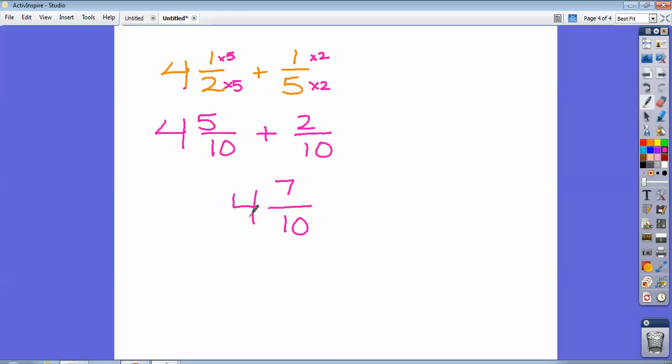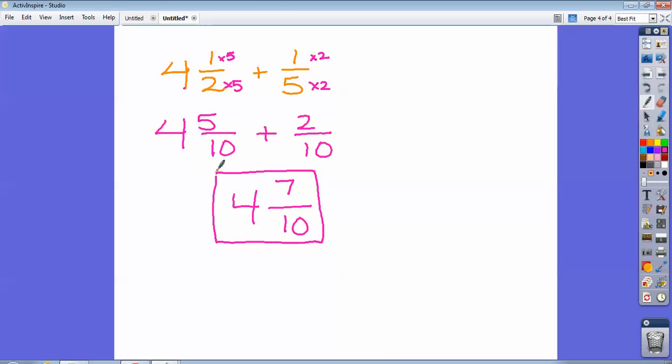Okay. And what does step 5 say? Brooklyn? Simplify as possible. Can I simplify 4 and 7/10? No. 7/10 is in simplest form. So my answer is finished at this step. So that's why we wrote the if possible. Not every answer will be simplified. Okay. Questions?